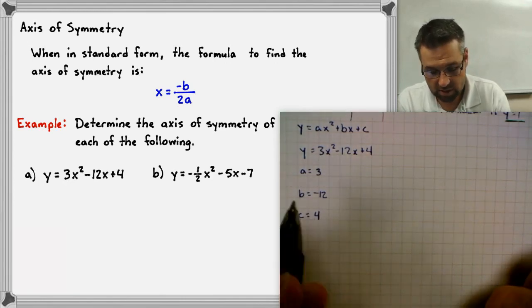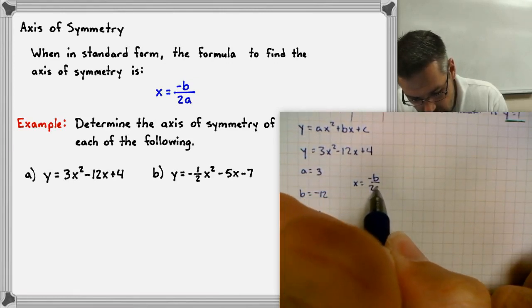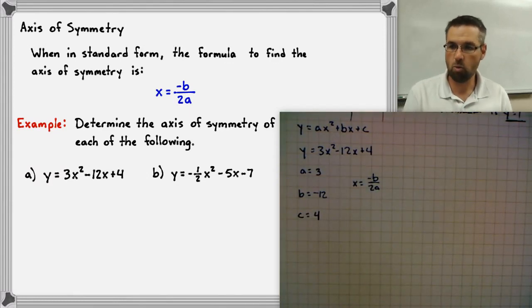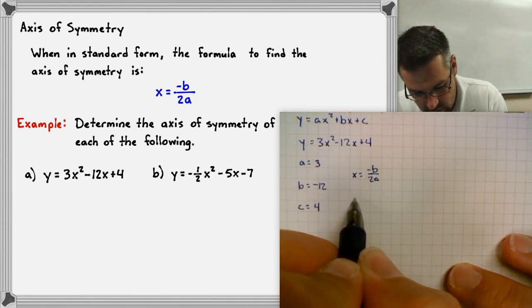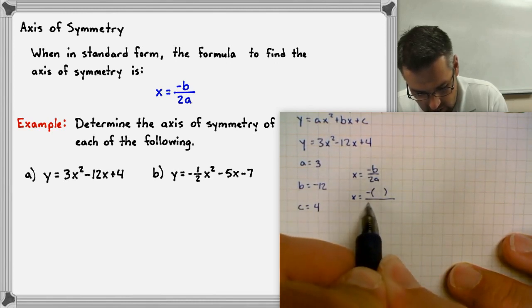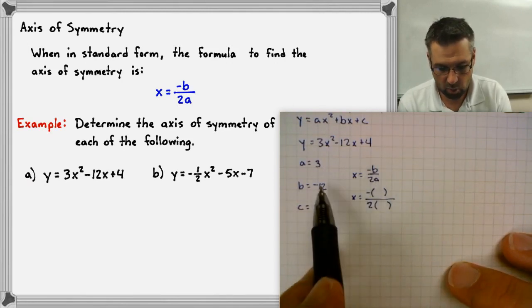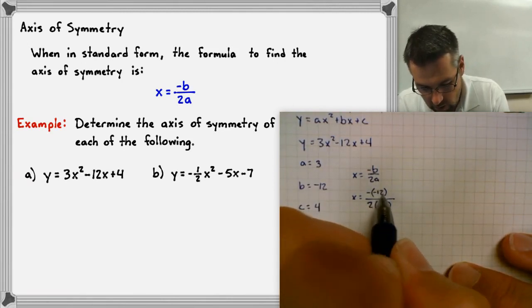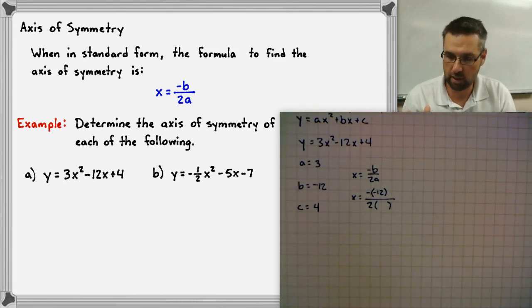All we have to do to figure out the axis of symmetry is to plug those in to the formula negative b over 2a. And we will discover more and more as time goes on where this formula comes from, but for right now, we're just going to use it. So x equals negative b over 2a. Well, that means that x equals negative, parentheses, something, over 2, parentheses, something. And our job is to fill in those unknown values. What is b? Well, b is negative 12, so we're going to put negative 12 in the parentheses. I always substitute by putting parentheses around the number I'm substituting. That way I don't mess up on my signs or my operations or anything like that.